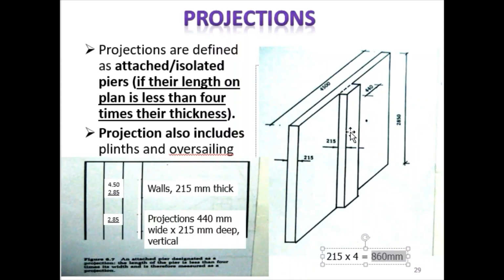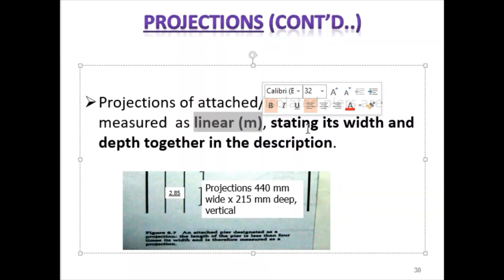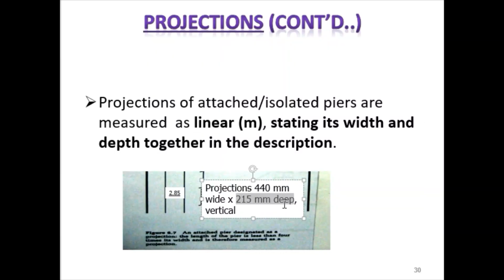So how do you measure it? Projections of attached or isolated piers are measured as linear meter. All you need to do is to state the width. 440 mm is the length from the top view, the plan, and then the thickness, and you just state the height of that particular wall. So it's no longer in meter square.